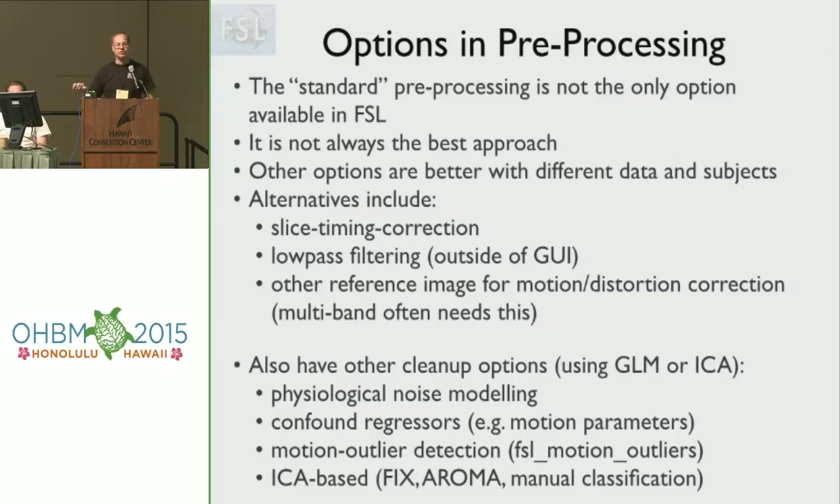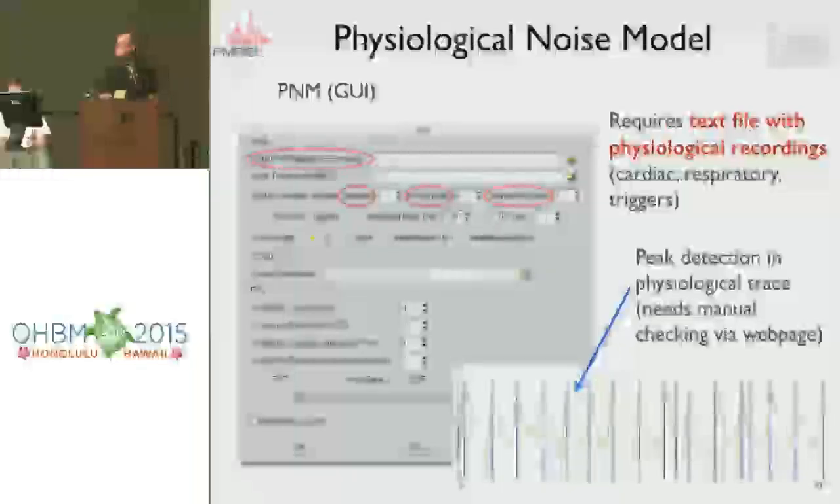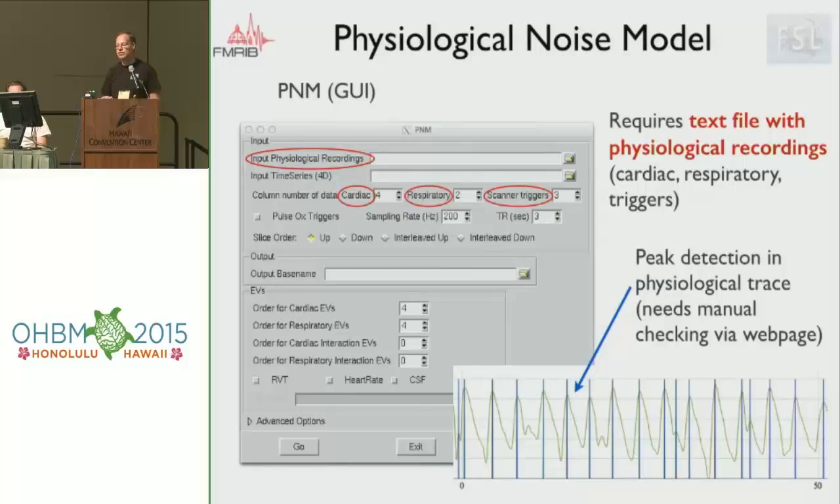And then there are some other ones which I want to talk a little bit more about. So, the bottom four, one of them is physiological noise correction. This is what Rasmus has been talking about in the last talk. We have a couple of different options for dealing with that.